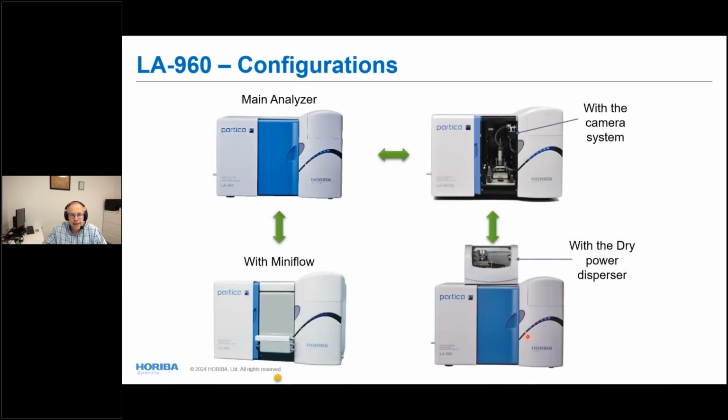Now, the LA-960 has multiple configurations. You have a main analyzer and you would add other pieces to it. If I move to the right, you can see the camera system in the upper corner of the instrument. The door still closes. You can't even tell it's there once it's plugged in. You could remove the sample tray and slide in the mini flow. And the other option is to put a dry powder feeder on top.